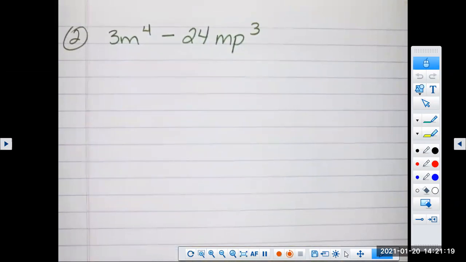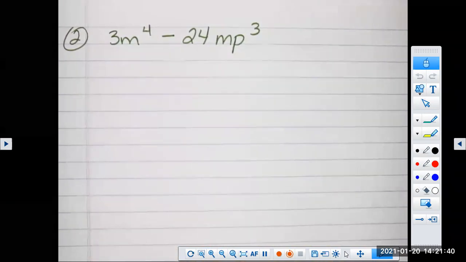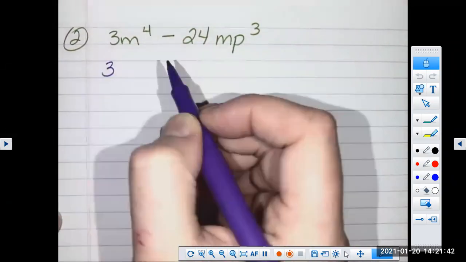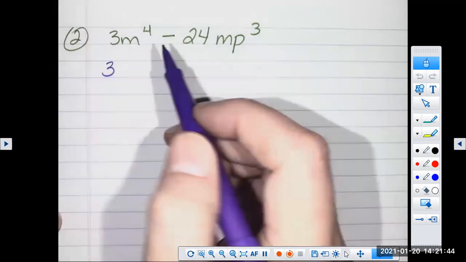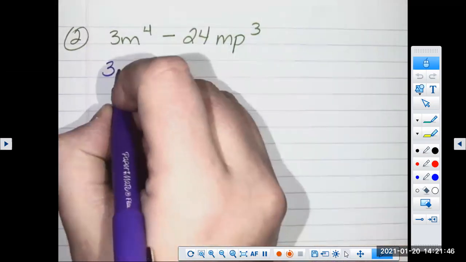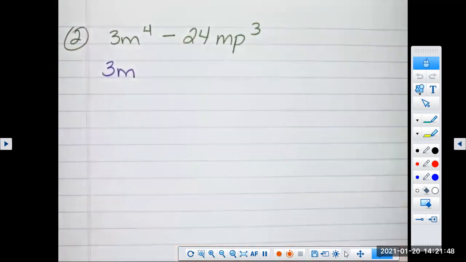Okay, number 2, 3m to the 4th minus 24mp cubed. In any problem that can factor, see if there's something you can factor out to begin with. Do these terms have something in common? Good. They both have at least 3 in common. They both can be divided by 3, and they both have an m.